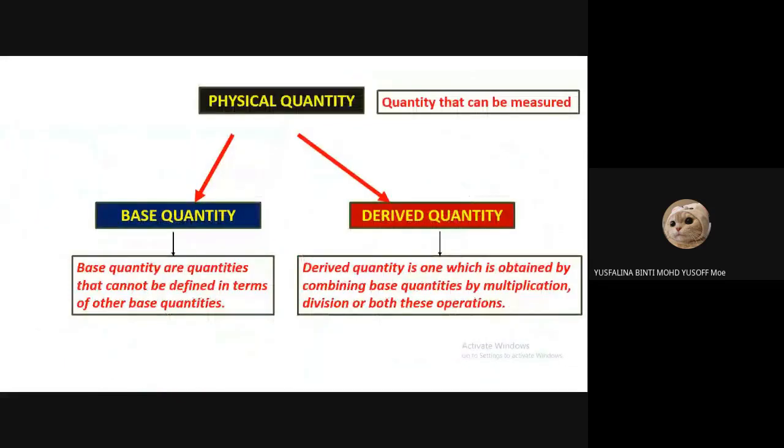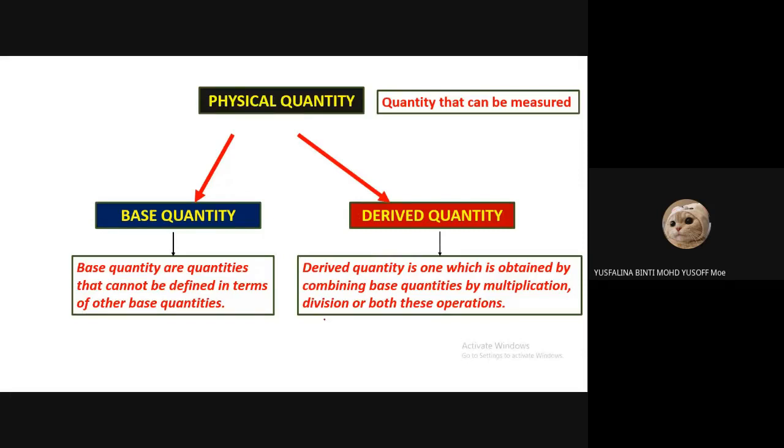A derived quantity is one which is obtained by combining base quantities by multiplication, division, or both. For a derived quantity, you can obtain it by using the five base quantities that we learned before. You combine them by using multiplication, division, or both. So, I will give you an example.